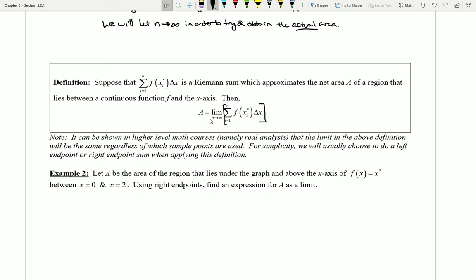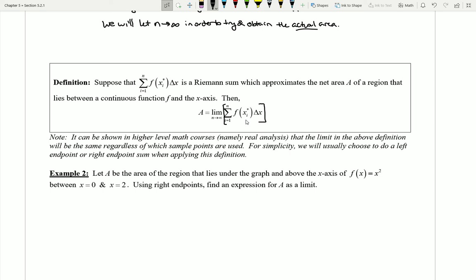So I can see here that as n increases, again, I'm increasing the number of rectangles that I'm using. Now, we are ultimately going to be able to see here that this definition doesn't require at all that we use right endpoints or left endpoints or midpoints or anything.